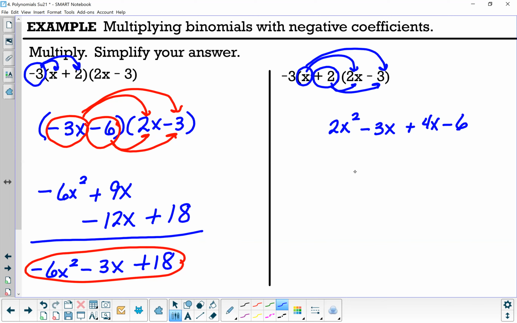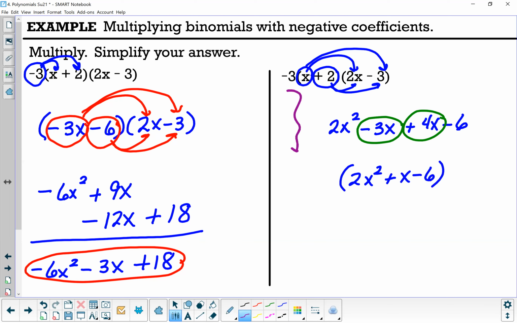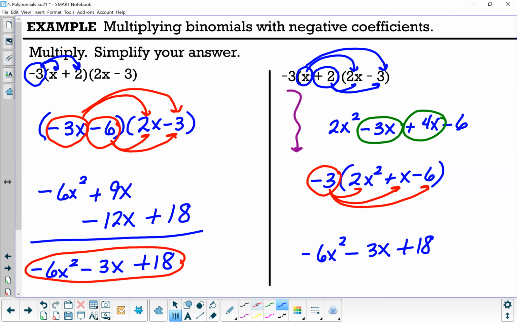I'm going to simplify this. 2x squared, and then the minus 3x and the plus 4x gives me plus 1x minus 6. Okay, so the result of that, I want to multiply to the -3. All right, so now I'm going to distribute the -3 to the 2x squared, to the 1x, and to the minus 6. And that gives me minus 6x squared minus 3x, and then plus 18.